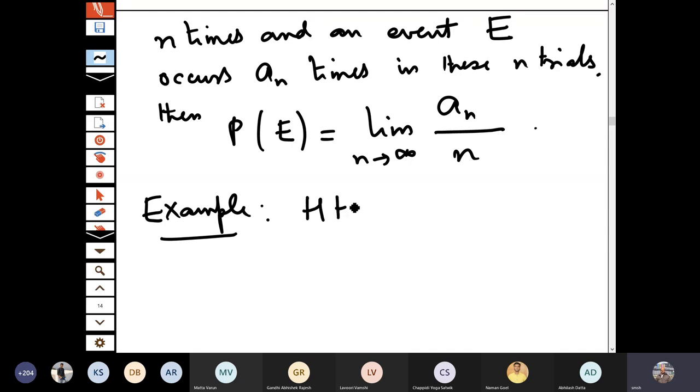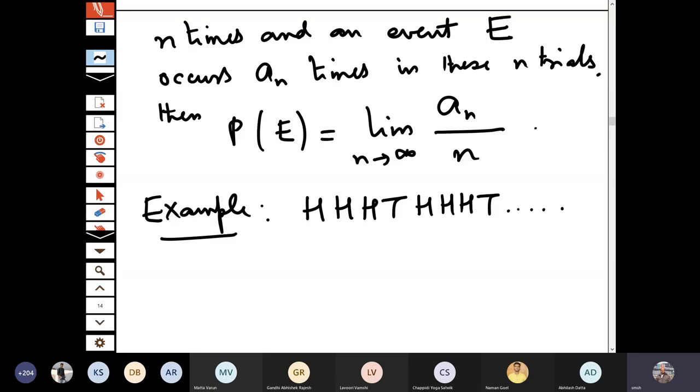Suppose we say HHHT. So I'm just putting in a sequence. It need not be in sequence, but since it is a classroom exercise, I will put it like this. So 3 heads followed by a tail. Let us see whether this definition will give me 3/4 as the answer or not.